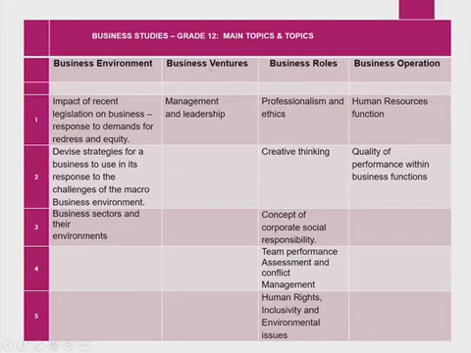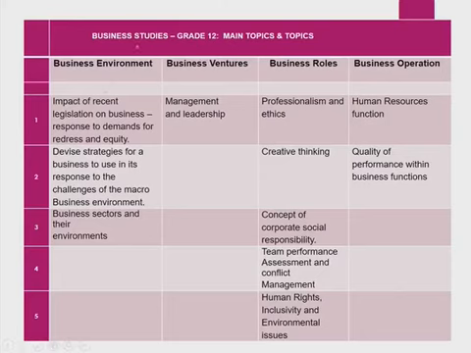Under business ventures, you will be assessed on management and leadership only. And under business roles, you will be assessed on professionalism and ethics, creative thinking, CSR and CSI, team performance, and human rights, inclusivity, and environmental issues. And then under business operations, you will be assessed on the human resource function and the quality of performance. We're going to refer back to those topics. Remember, there are 4 main topics, and each main topic has got topics. We're going to refer back to that later.